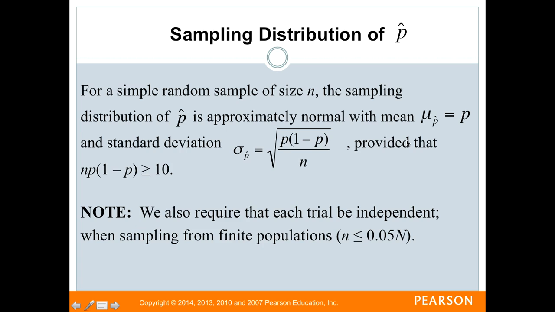And this can all be done provided that two things are true. N times p times 1 minus p has to at least be 10. And then it's also required that the trials be independent, meaning that if we're dealing with some finite population, which typically are like people in the US or something like that, we're taking a sample that is smaller than 5% of the population size.